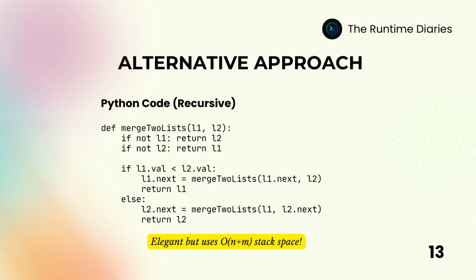This recursive solution is elegant and intuitive, but it has a downside. It uses O of n plus m space for the recursion stack. Each recursive call adds a frame to the stack, and in the worst case, you have as many frames as there are nodes. The iterative version uses O of 1 space, so it's preferred in interviews, but the recursive version is worth knowing because it shows a different way of thinking about the problem.